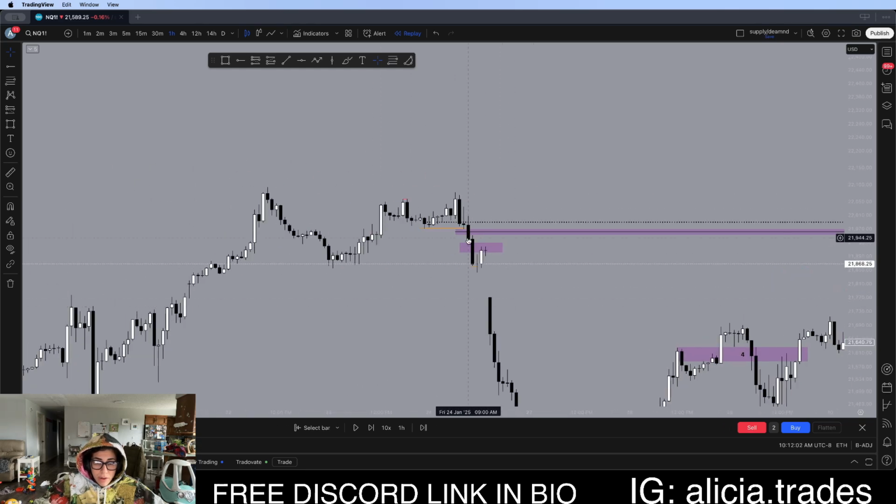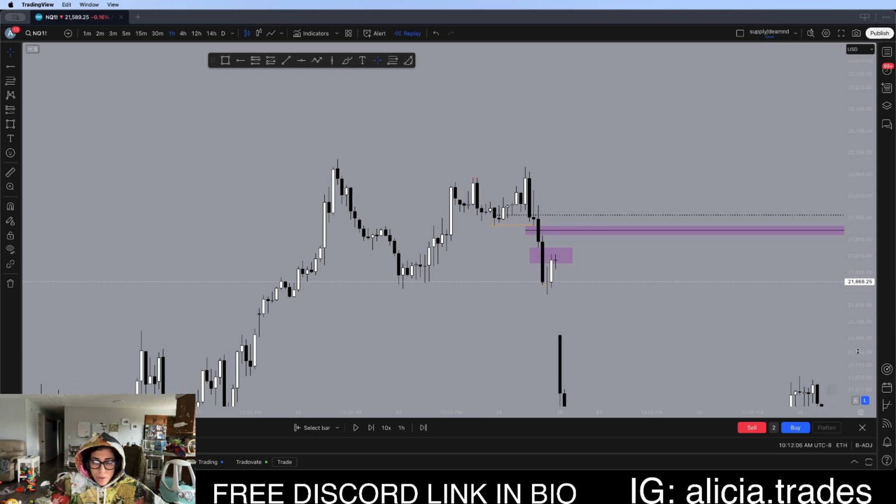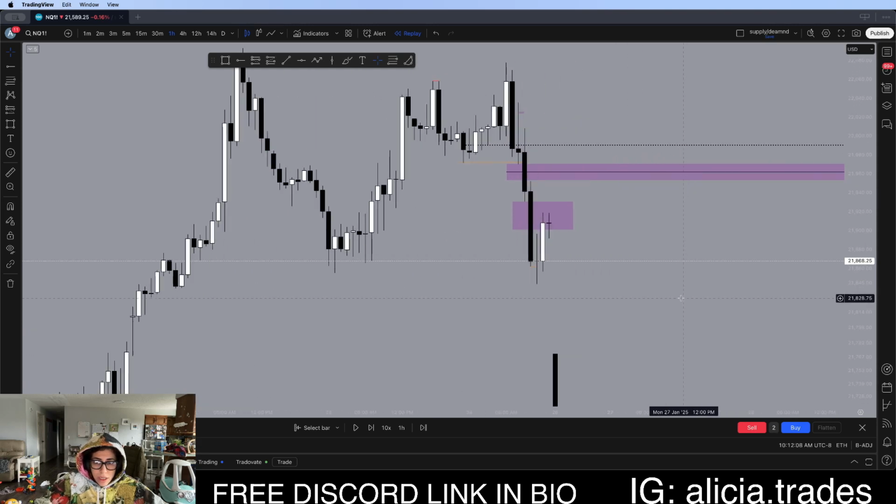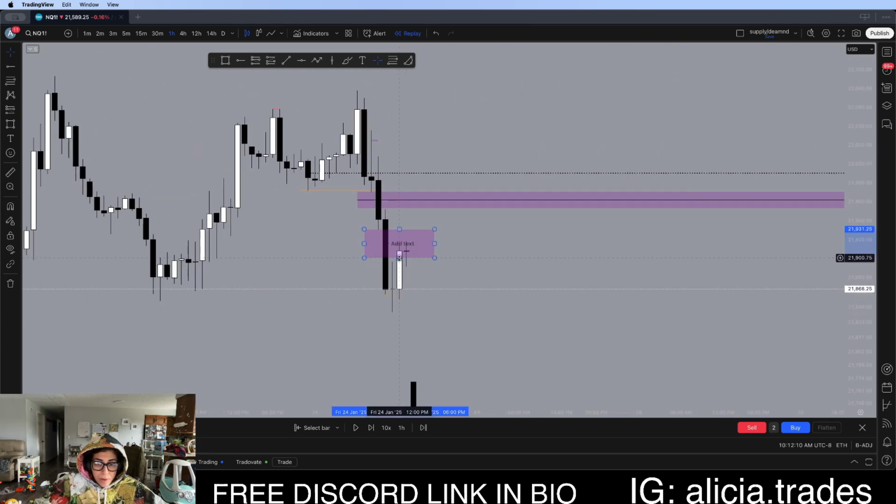But as you see, we had 1, 2, 3, 4 bearish candles. Let me zoom in a little bit more so you guys can see. Boom. 1, 2, 3, 4 bearish candles, and that left multiple gaps, but this is the lowest gap. And as you see, it did get touched. It didn't get filled, but it did get touched. So I don't consider this a zone because it's not a fresh zone.